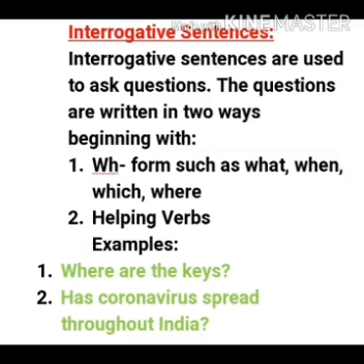Here are the two examples. The first example is where are the keys. Suppose if I ask this question to 5 people, I am going to get different answers from these 5 people. While in the second question, has coronavirus spread throughout India? The answer is probable. That is, I am going to get either yes or no as its answer.